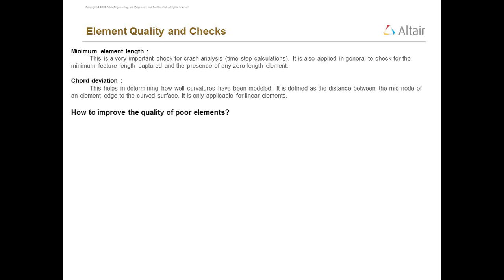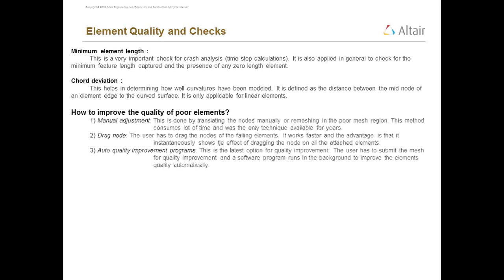Then how to improve the quality of poor elements. There are different methods to improve the quality of poor elements, like manual adjustment. This is done by translating the nodes manually or remeshing in the poor mesh region. The method consumes a lot of time and was the only technique available for years. Drag node. The user has to drag the node of the failing element. It works faster, and the advantage is that it instantaneously shows the effect of dragging the node on all the attached elements.